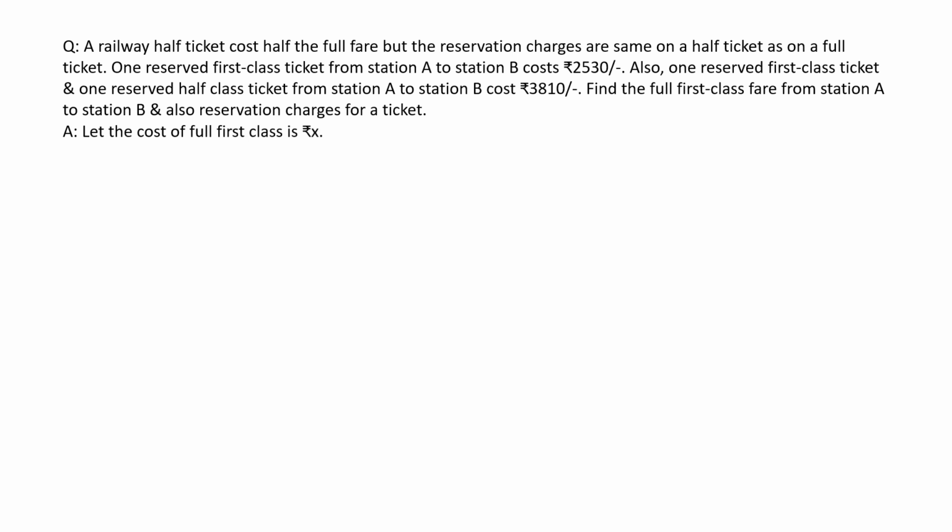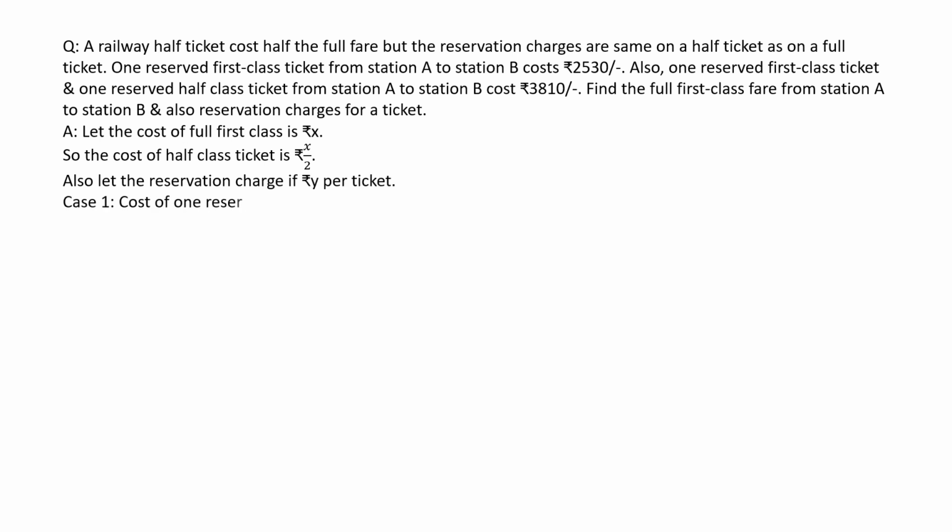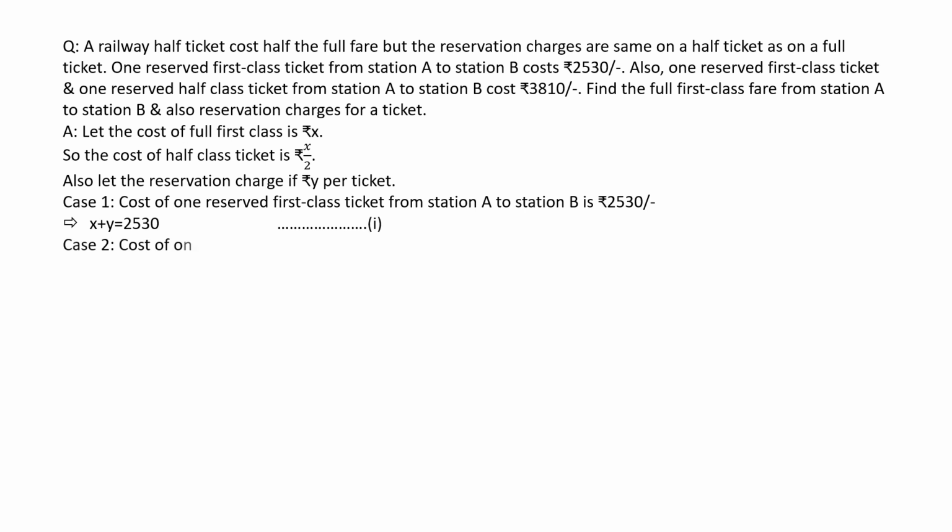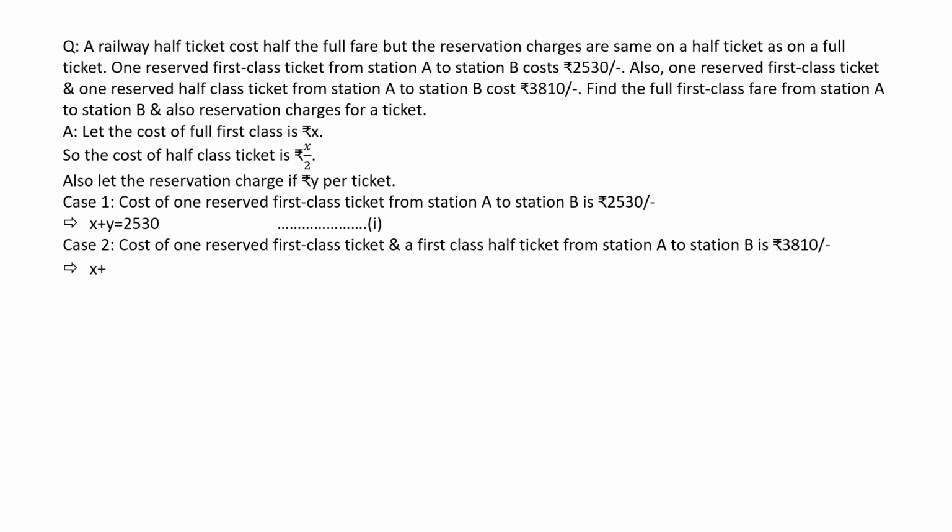Let the cost of a full first class ticket be rupees x, so the cost of a half ticket is rupees x by 2. Also let the reservation charge be rupees y per ticket. Now case 1: the cost of one reserved first class ticket from station A to station B is rupees 2530. That means x plus y equals 2530. This is the first equation. Case 2: the cost of one reserved first class ticket and one first class half ticket from station A to station B is rupees 3810.